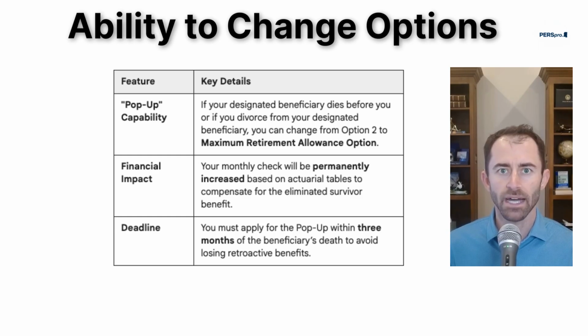You must apply, and the timing of applying for the pop-up is important because in the event your beneficiary dies and you file late, the recalculation of your benefits can be retroactively applied for only up to 3 months. Also remember that if you pop up to the maximum retirement allowance option, you still have to name a new beneficiary.